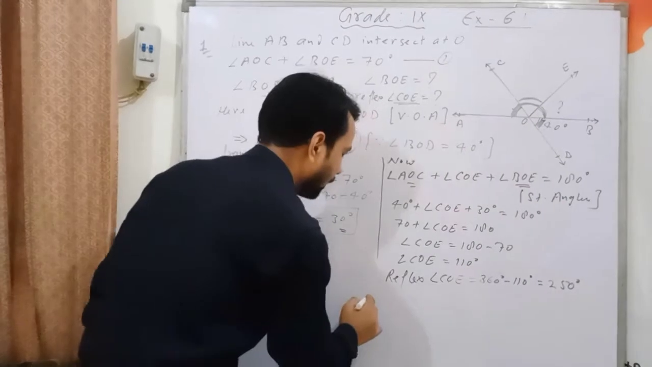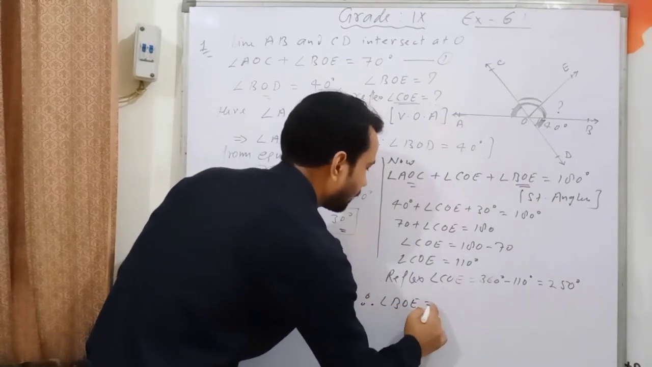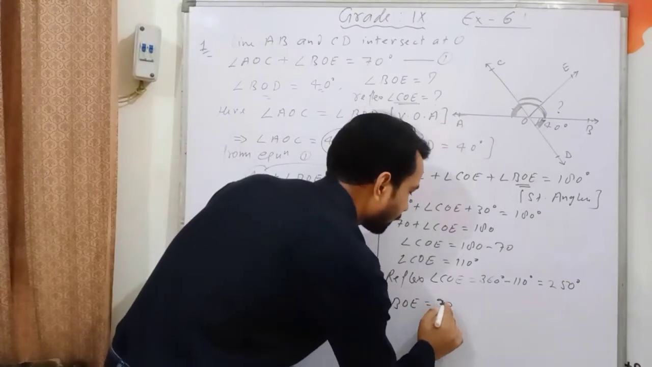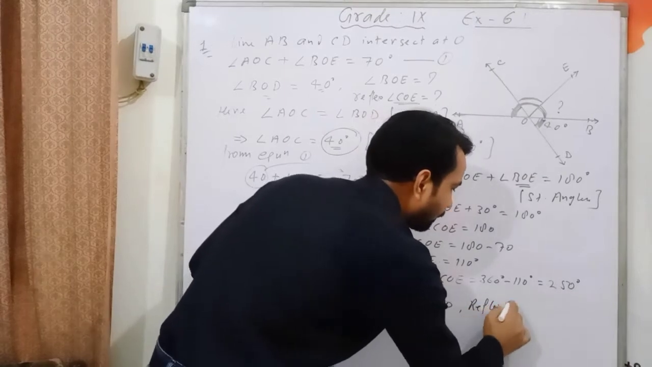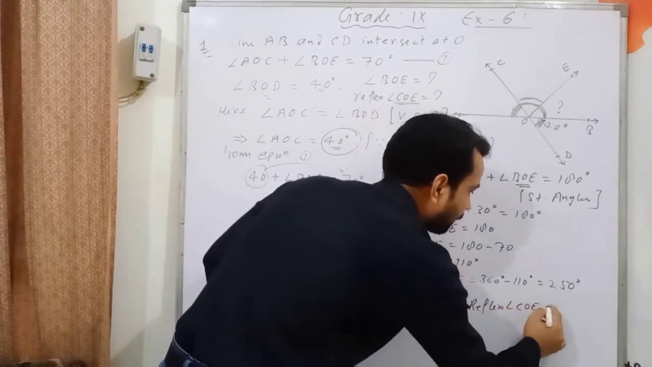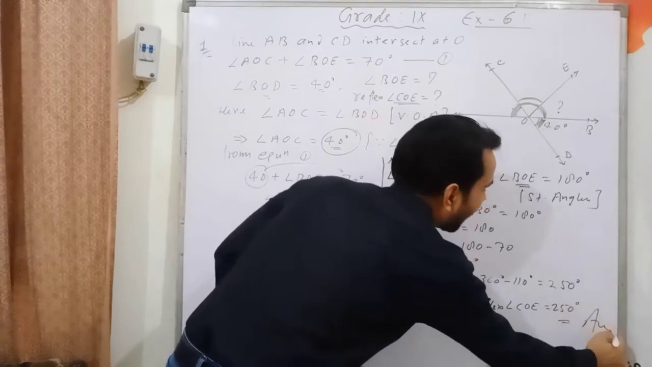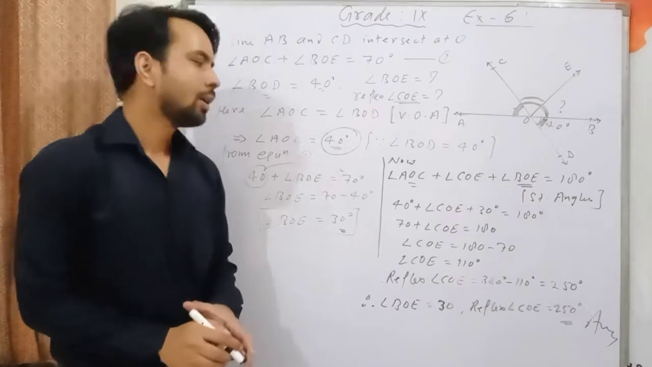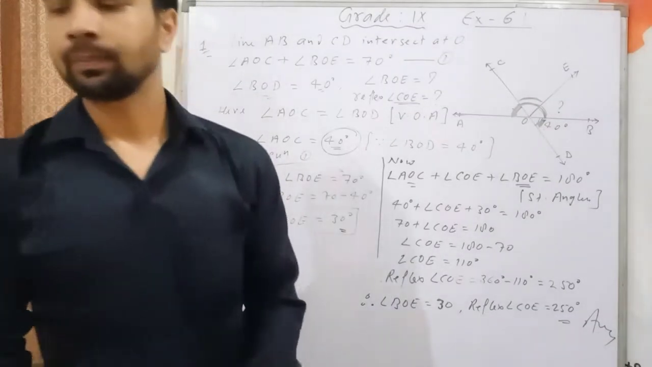So at last you will have to write, hence angle BOE is 30 degrees and reflex angle COE equals 250 degrees. This is our final answer. Hope it is clear. Good. So students, pause the video and note it fast.